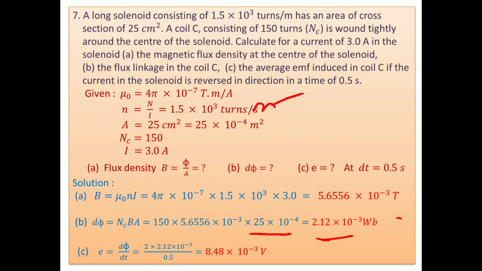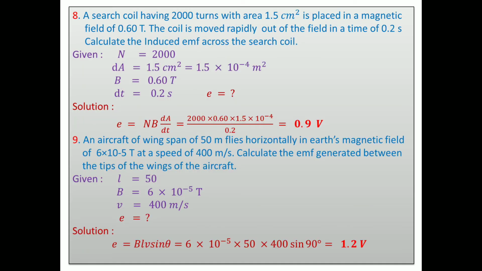And thereafter, you can take directly the reversal. Current is reversed, meaning it goes in this direction and again comes here. So 2 is taken. So it is 8.48 × 10^-3 volt. This is your answer. Simple numericals are there. Thereafter, we go through another numerical.